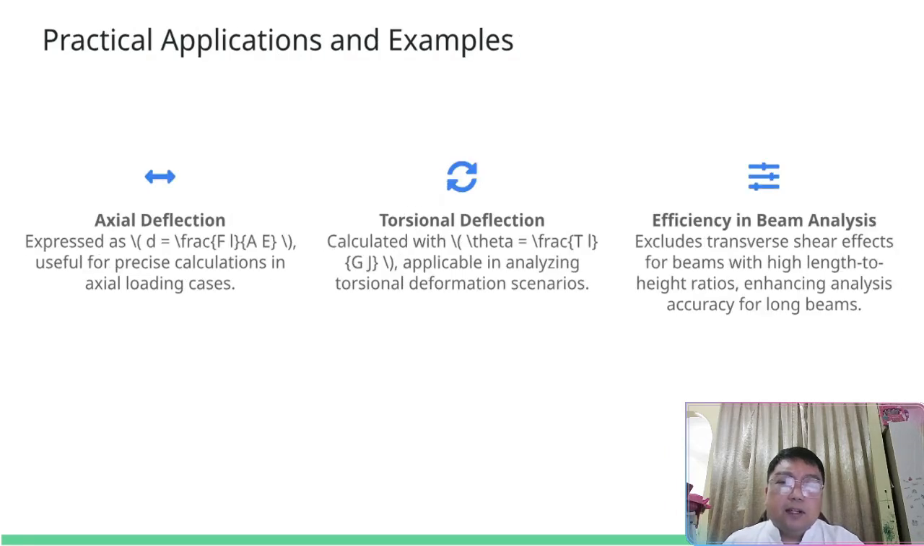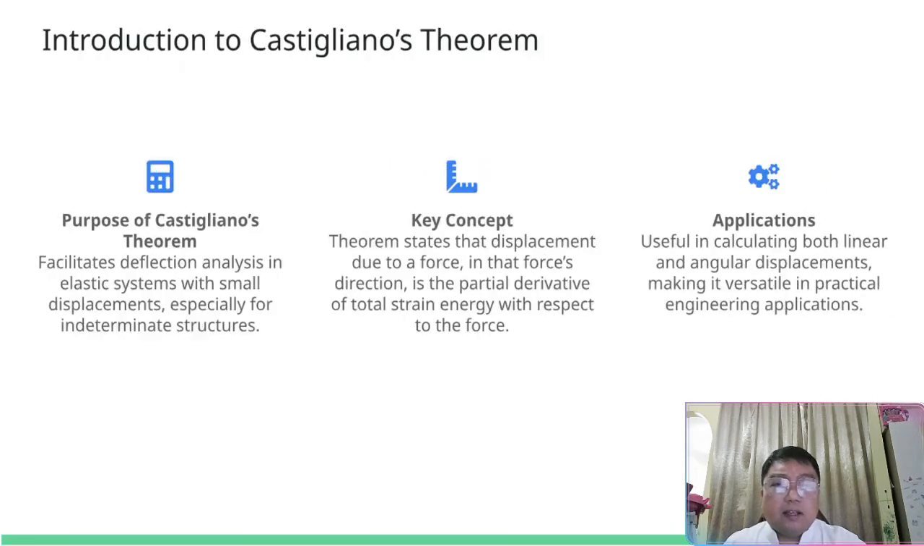So, practical example: axial deflection is expressed as this, useful for precise calculation in axial loading cases. Torsional deflection is calculated with this equation, applicable in analyzing torsional deformation scenarios. And for efficiency in beam analysis, it excludes the transverse shear effects for beams with high length to height ratios, enhancing analysis accuracy for long beams. Okay, so that's all for the video right now.